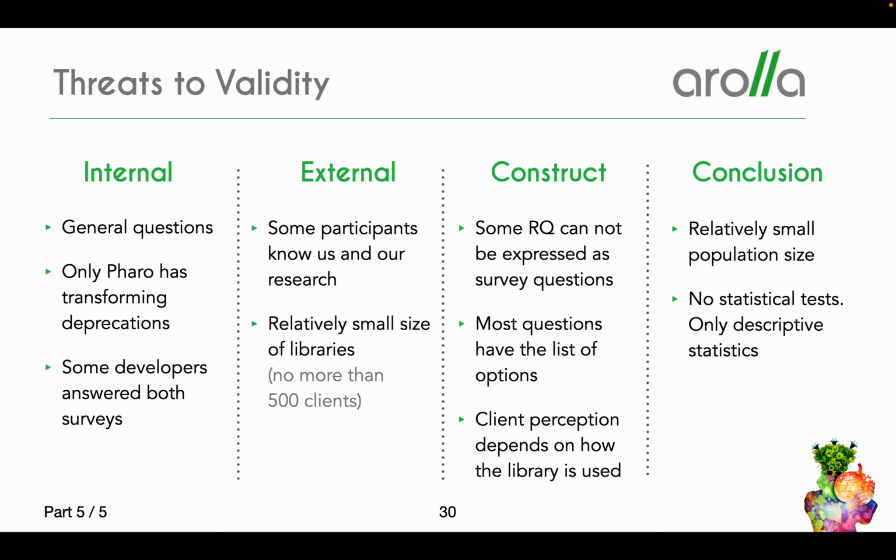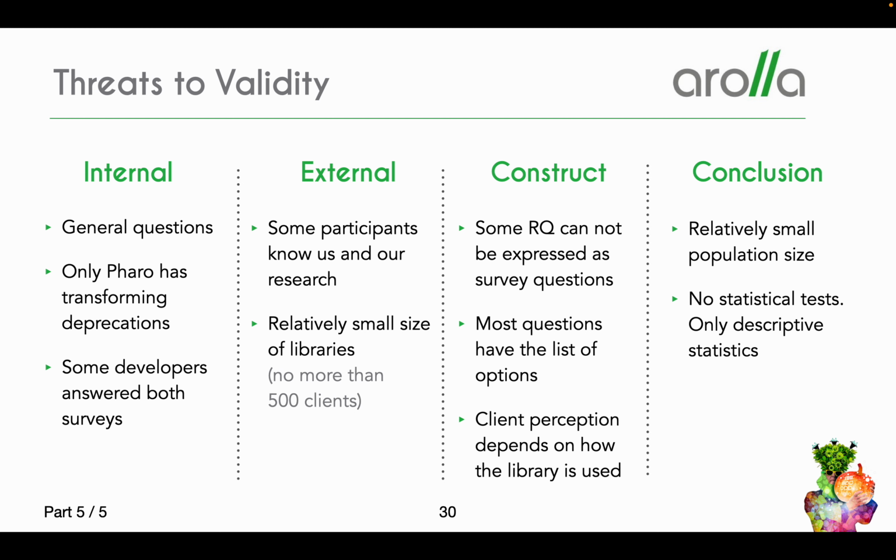From external validity, because we are members of the communities and because we collaborate with the companies, some participants could know us and could know about our research, which could also pose a threat. Also, we dealt with the relatively small size of libraries, which have no more than 500 clients. Now, this is also a threat, but it could be considered also a novelty, because most existing studies that we are aware of only consider the extremely large libraries and extremely popular libraries. And those libraries behave differently from the medium-sized libraries. To the best of our knowledge, there is also no study that focuses on those typical medium-sized libraries.